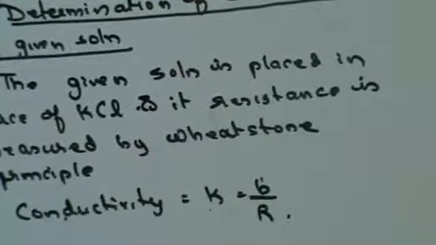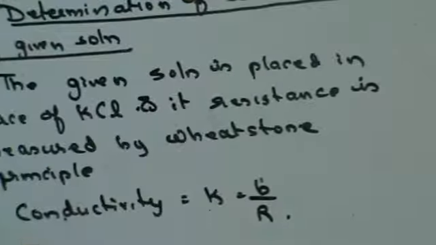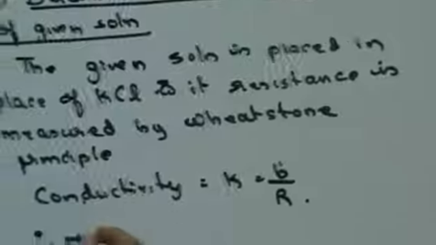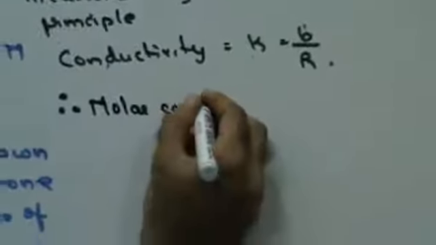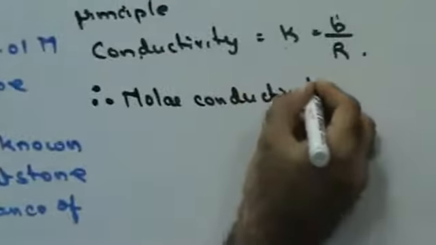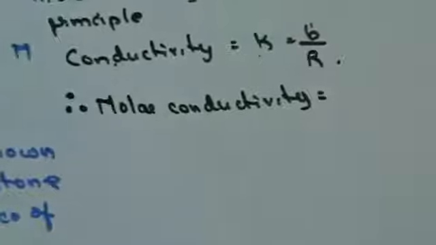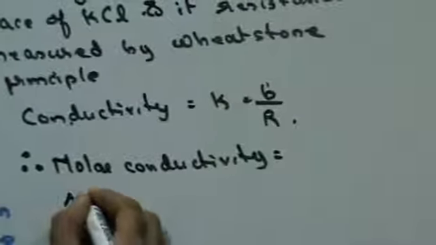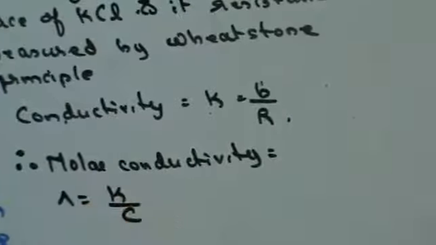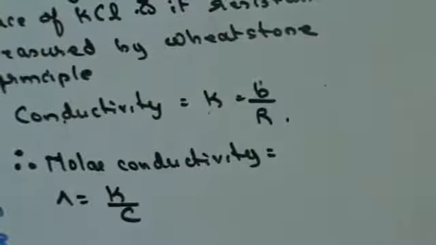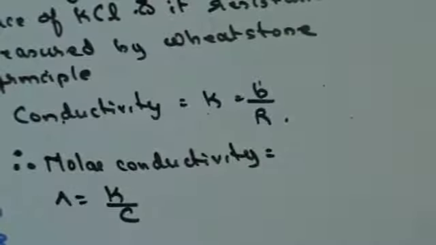I can also say that molar conductivity, which we learned in the previous lecture, is nothing but K upon C, right? Thus molar conductivity can be calculated by knowing the concentration. K I will come to know from there, and C is the concentration. If I know the concentration, I can easily find molar conductivity. Fine, is this clear?